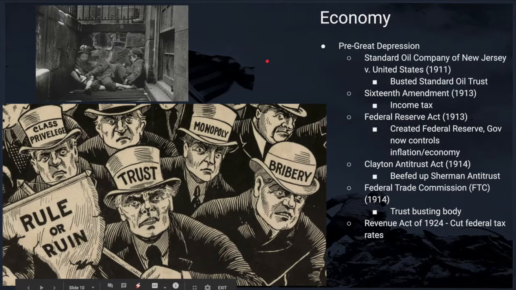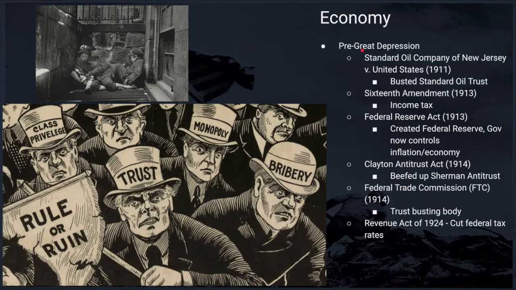With the economy in Unit 7, I'm going to break it up into pre-Great Depression and post-Great Depression. Now, pre-Great Depression economy is marked by the progressive movement. So we're going to see the increase of the U.S. government getting involved in controlling that economy and taking it away from those Gilded Age big businessmen.